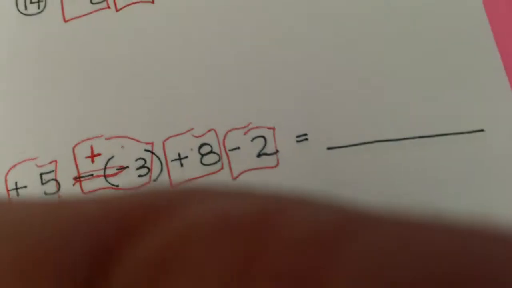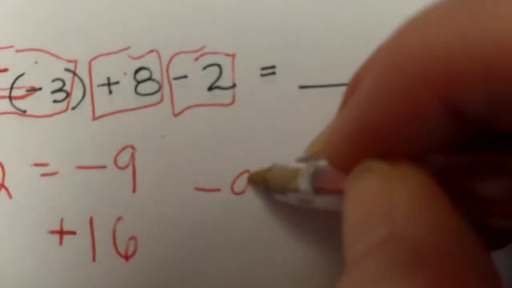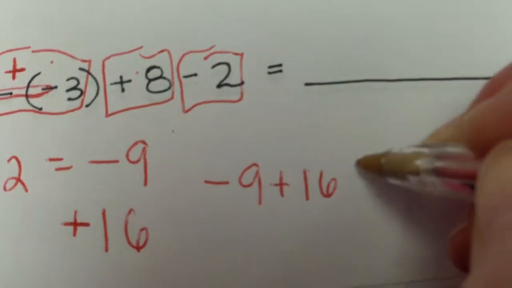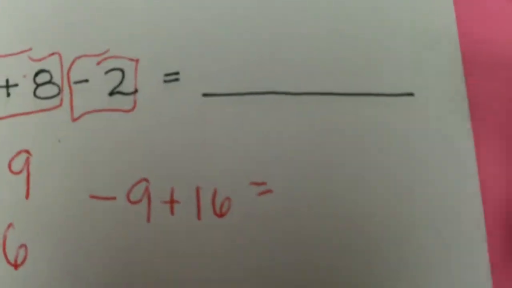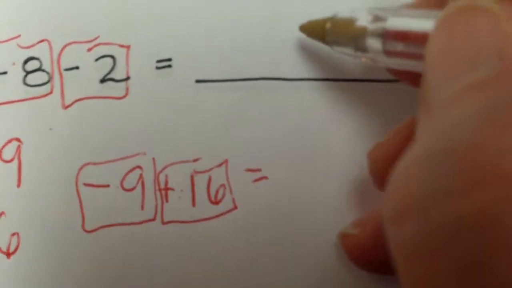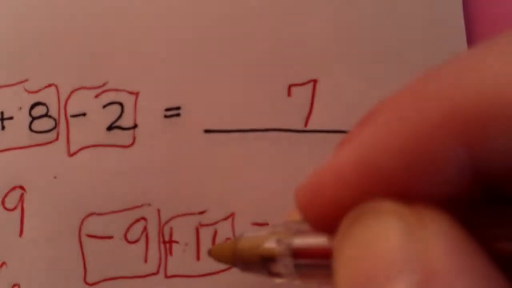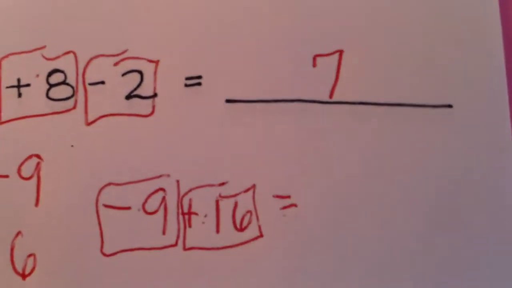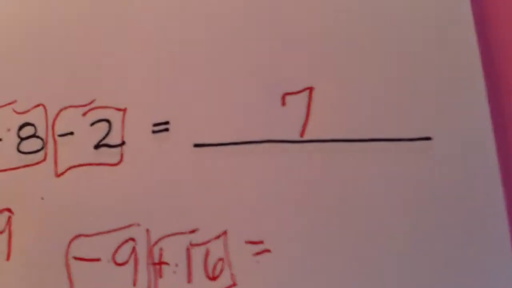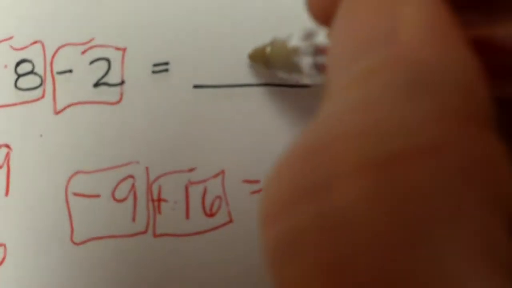So now your final problem would be your negative 9 plus 16, and then you solve it the same way. There's no more doubles in there. So you box and you box. Your signs are opposite, so you would be subtracting. So 16 minus 9 is 7, and 16 has the larger integer, so you put the positive sign with it.